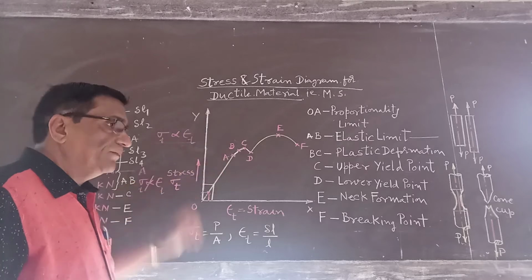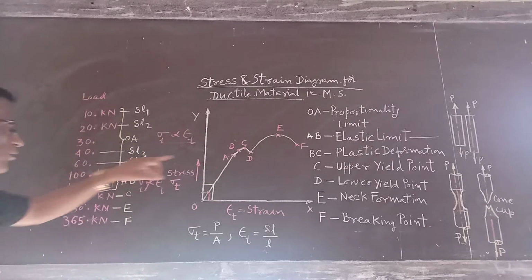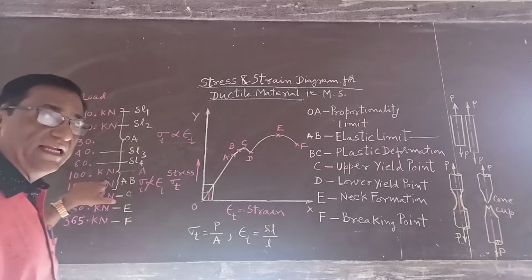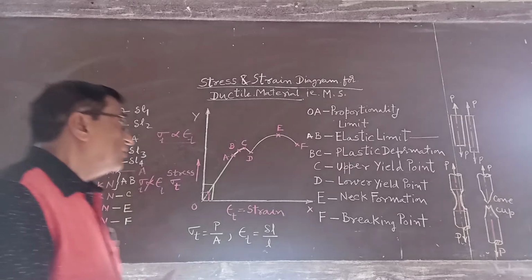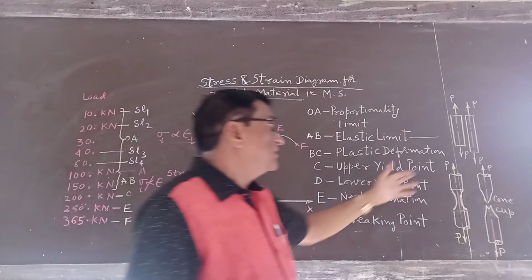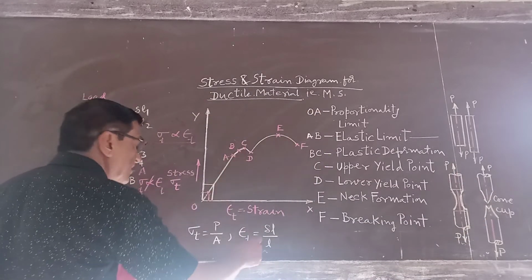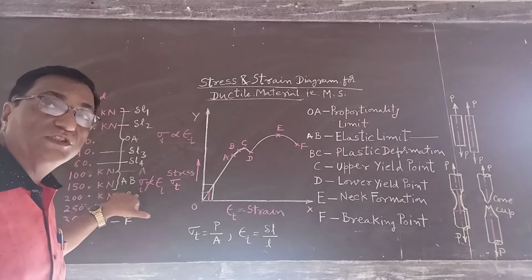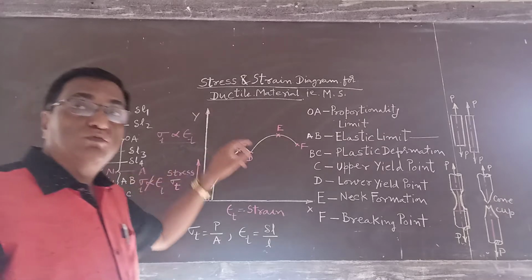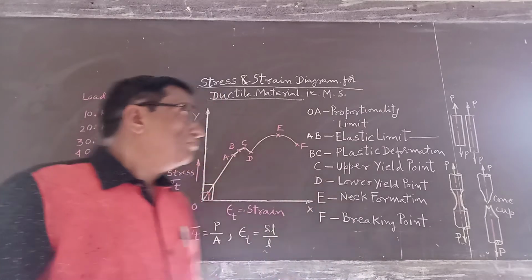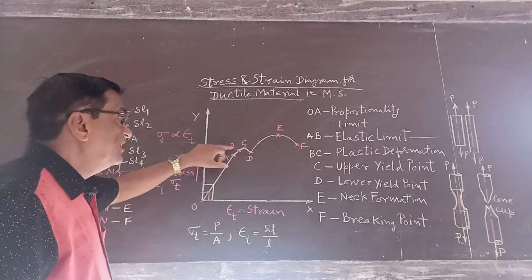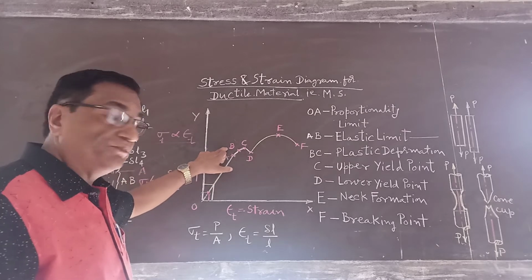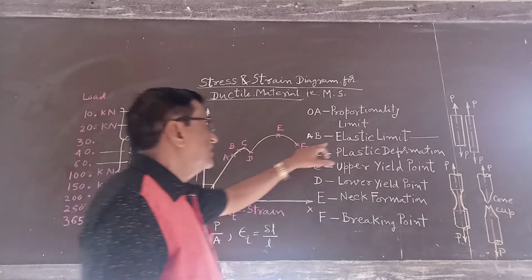Now, after point A, I increase the value of load. Suppose I apply a load of 125 kN. There is an increase in length, and the corresponding strain and stress are obtained. But from A to B, stress is not proportional to strain. Though it is still within the elastic limit, and after removal of load the material regains its original length, stress is not proportional to strain. So up to the point B, it is the elastic limit. Points A and B are very close to each other.